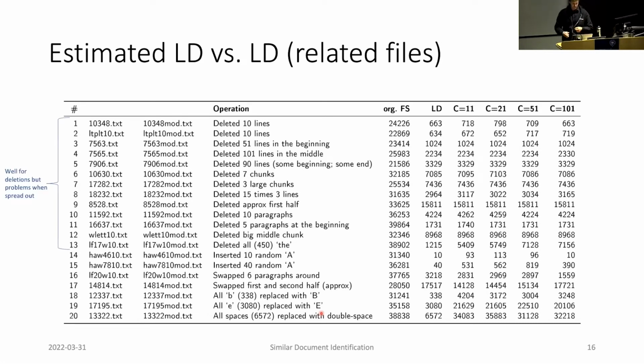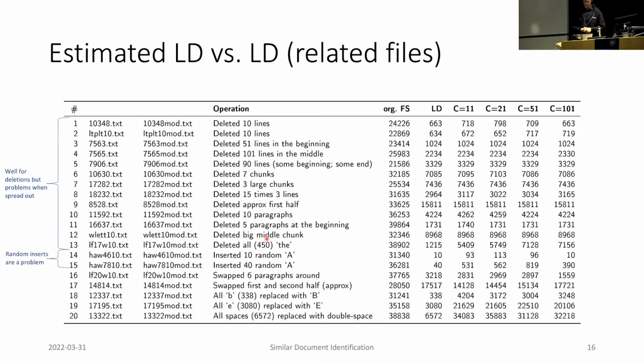We realized that it works well for deletions, but has problems when they are spread out. Here we have the original Levenshtein distance, and here are our estimations. We can see that sometimes we even have exact matches. So overall, for this first batch, rows 1 to 13, it works fairly nicely.